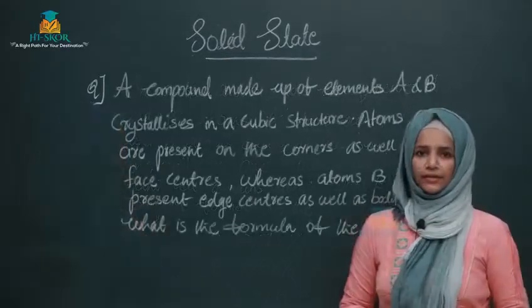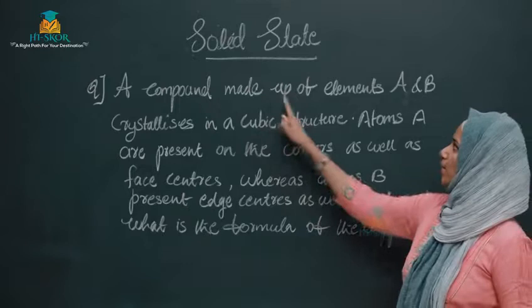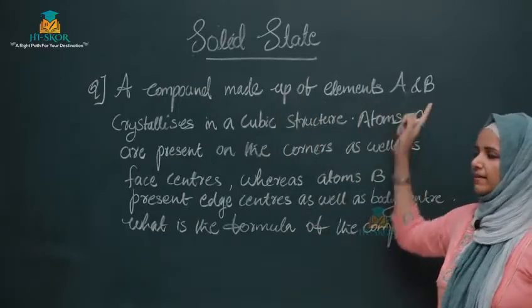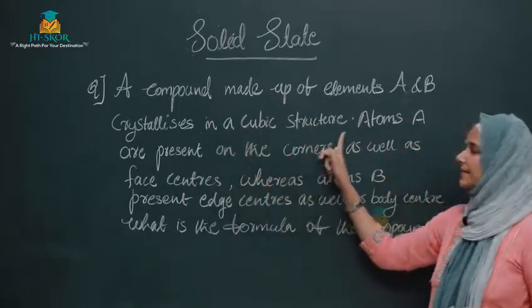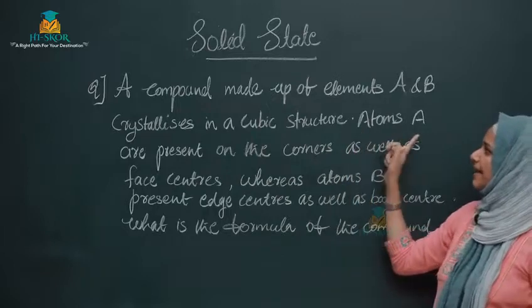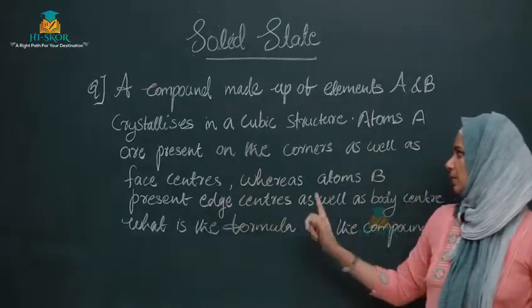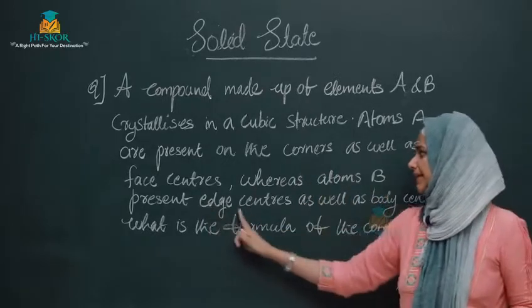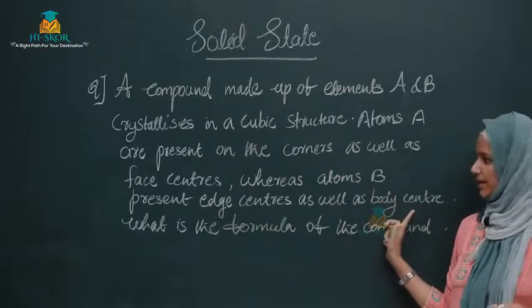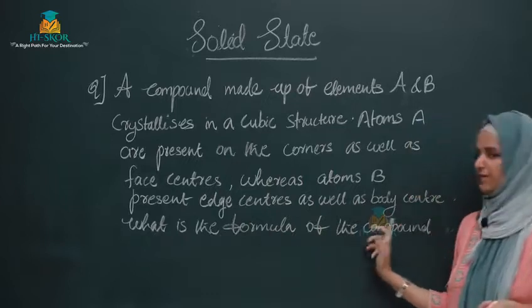Okay, so the next question is: a compound made up of elements A and B crystallizes in a cubic structure. Atoms A are present on the corners as well as face centers, whereas atoms B are present at edge centers as well as body centers. What is the formula of the compound?